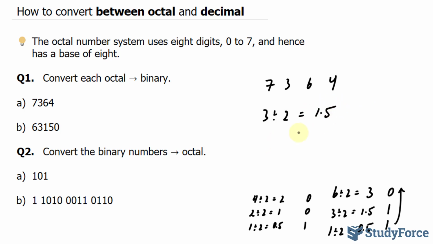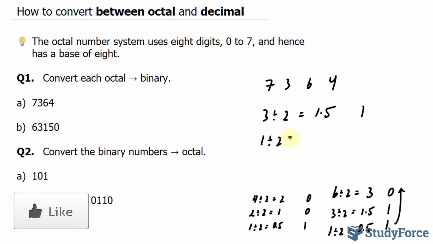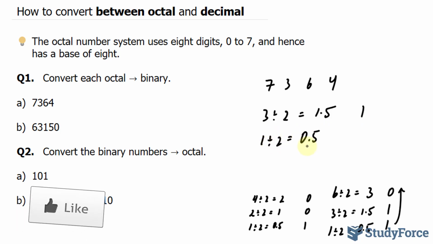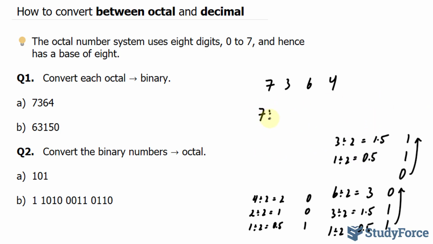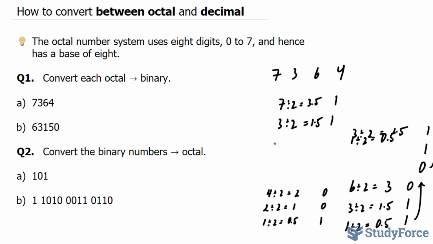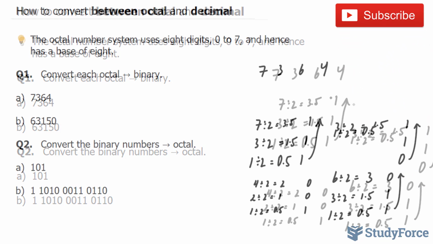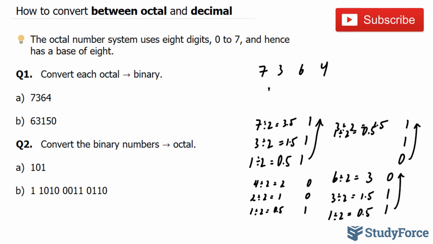Next we have 3 divided by 2 gives us 1.5. Since there's a remainder here, we'll write down 1. 1 divided by 2 is 0.5. You have a decimal, therefore we can conclude that there's a remainder. And finally, if we take 0 and divide that by 2, we'll end up with 0. This is read upwards. And finally, we have 7 divided by 2. That gives us 3.5. This is a decimal number, so we will assume that there's a remainder. 3 divided by 2, notice that we're only taking the integer portion, is 1.5, another remainder. And 1 divided by 2 gives us 0.5, another 1. This is read upwards, giving us a final number of 111.